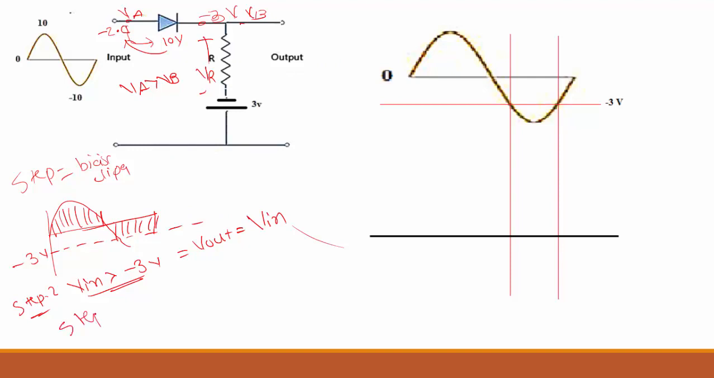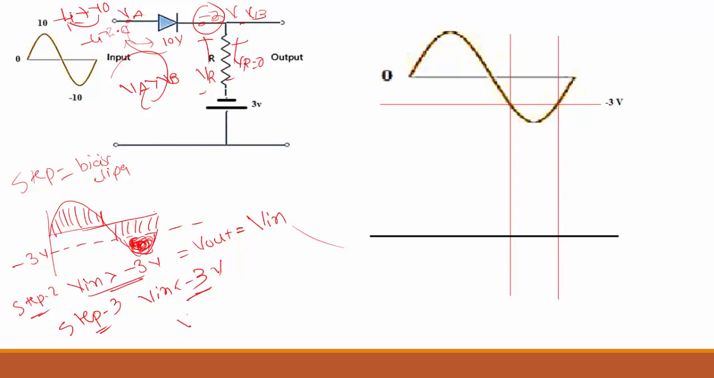Now what about step 3? It's V in less than minus 3 volt. Which diagram am I talking about? This part. The voltage you apply is minus 4 to minus 10 and 10 to again minus 4. So for all these voltages, the minus 3 volt at this side will be greater than all these voltages. Again the diode will be in reverse bias. If the diode is reverse biased, no current will flow in this loop. Again the voltage across VR will be equal to 0. So in this particular case V out will be equal to minus 3 volt.